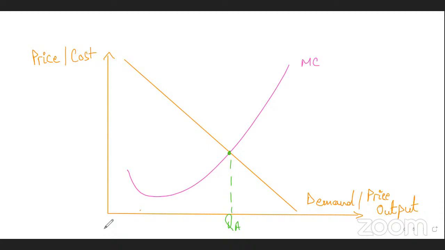If, let's say, this is equal to 500 units. Students, have a look at this. So if QA is equal to 500 units, this means that this business should produce 500 units of this product to be allocatively efficient.